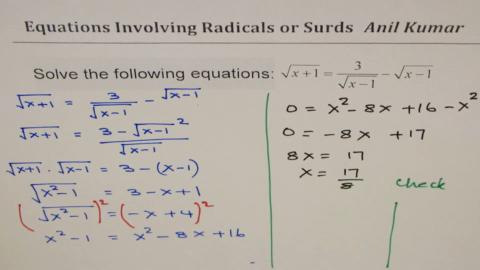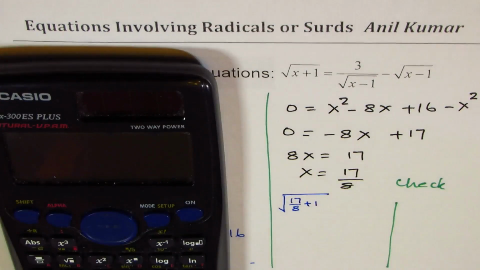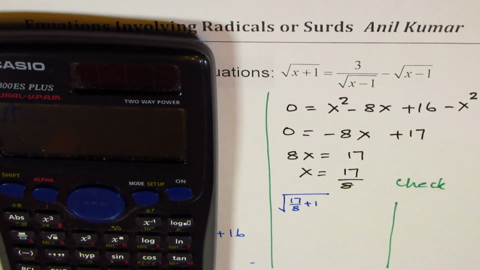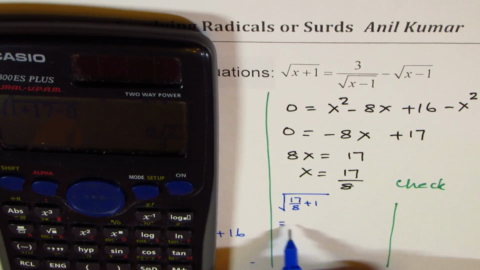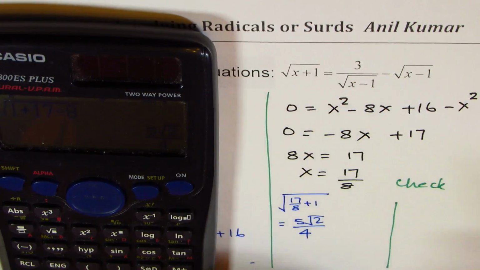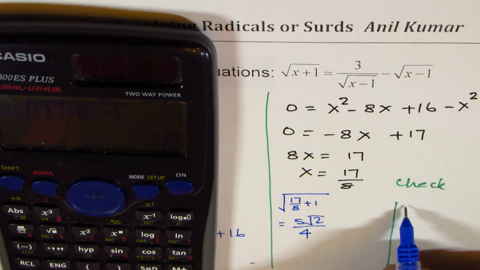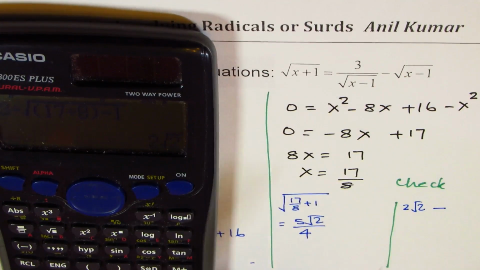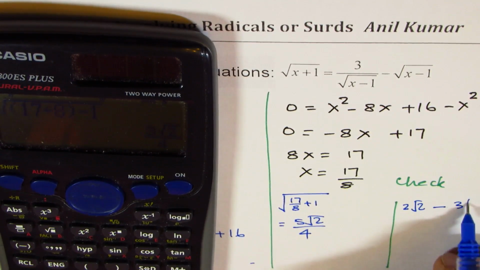We'll substitute 17 over 8 here on the left side. So what we get here is the square root of 17 over 8 plus 1. So let's use the calculator. I'll do the square root of 1 plus 17 divided by 8. So what I get here is 5 square root 2 over 4. On the right side, let me do again. We have 3 divided by the square root of, in brackets, 17 divided by 8 minus 1. The first part here is 2 square root 2, minus, now I'll do the second term, which is the square root of, within brackets, 17 divided by 8 minus 1, which equals 3 square root 2 over 4.